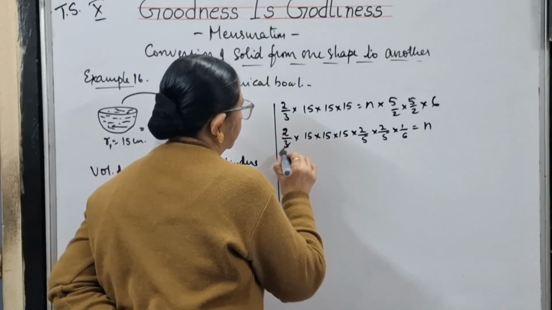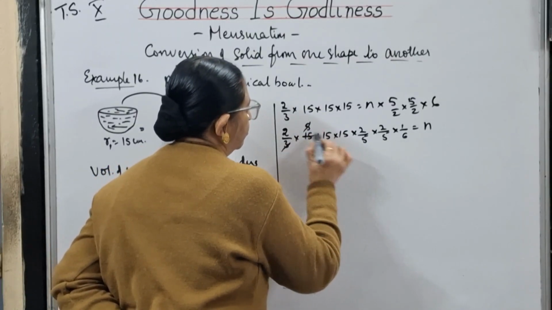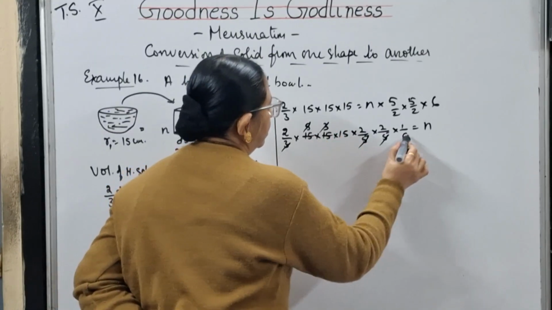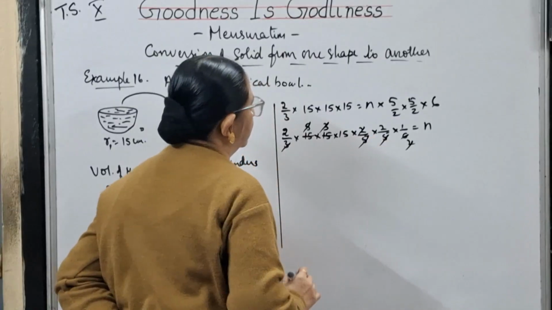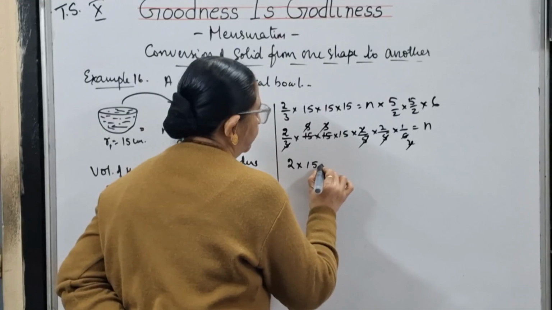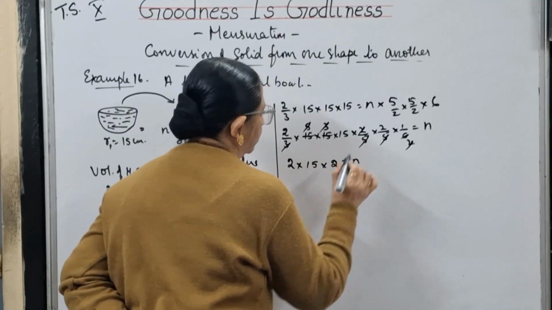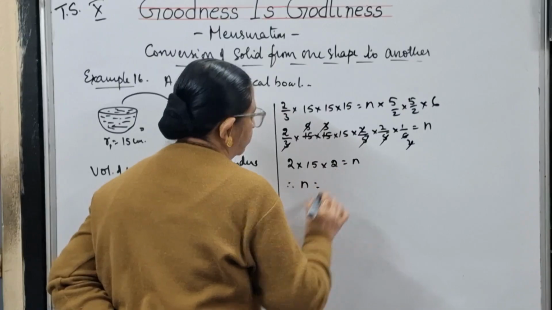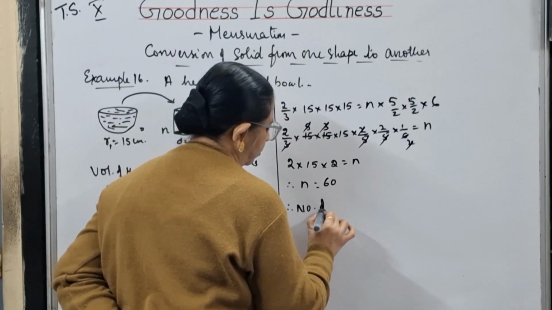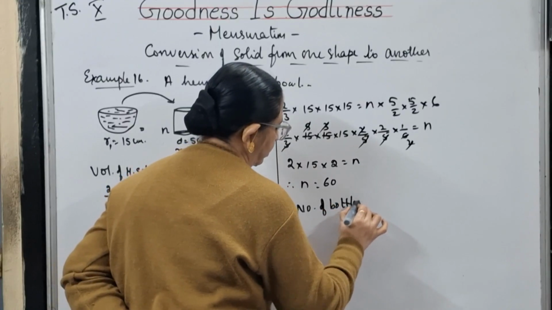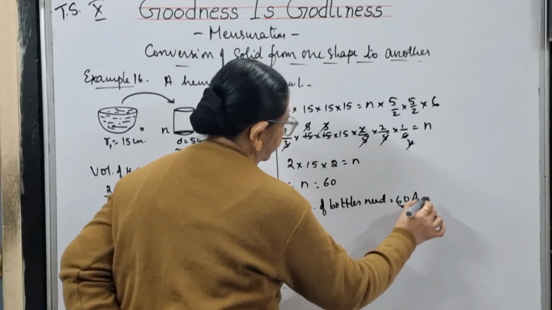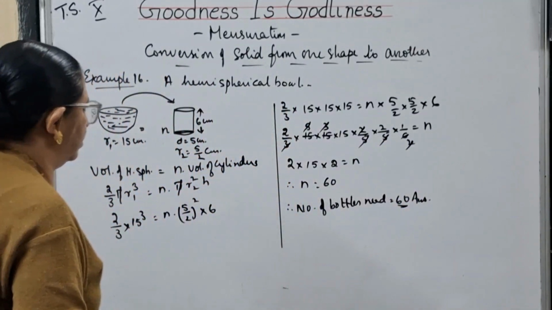So see children, let us cancel. 3 ones are 3, 5 fours are 5 and 5 will get cancelled. 5 ones are 5, 3 threes are, and 3 ones are 3, twos are 2 and 2 will get cancelled. Anything else? There is nothing. So 2 into 15 into 2 is equal to n. Therefore n is equal to 15 fours are 60. Therefore the number of bottles needed is equal to 60. This is the answer, children.